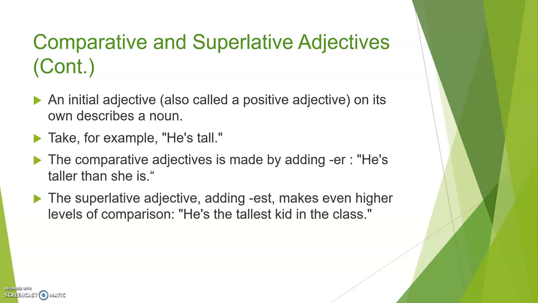An initial adjective, which is also known as a positive adjective, on its own describes a noun. Look at the example. He is tall. The comparative adjective is made by adding er to tall, and it becomes he's taller than she is. And if we want to change it into a superlative adjective, we should add est to the end to make a higher level of comparison. So the sentence turns into he's the tallest kid in the class. So I hope this is clear.